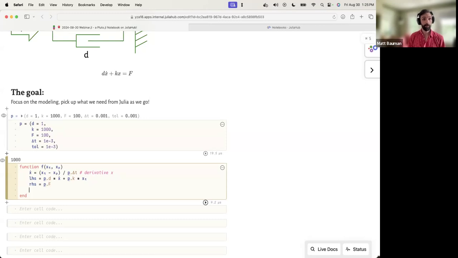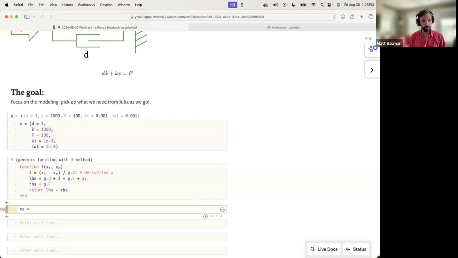And then our right-hand side is simply going to be the constant force that we're applying to the system. We want to know how far away we are from having a good answer here, and the easy way to do that is just solve for 0 and return the left-hand side minus the right-hand side. If we have a good time point here, we're going to get an answer of 0. That's what we want.